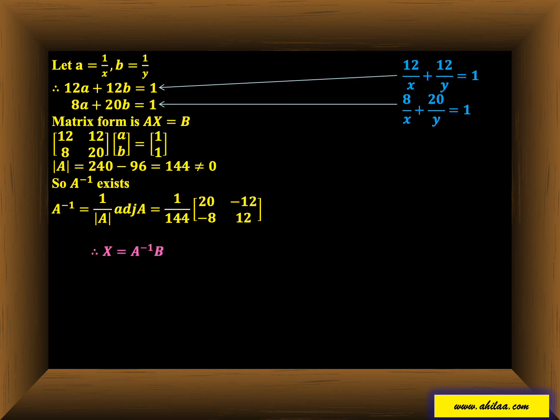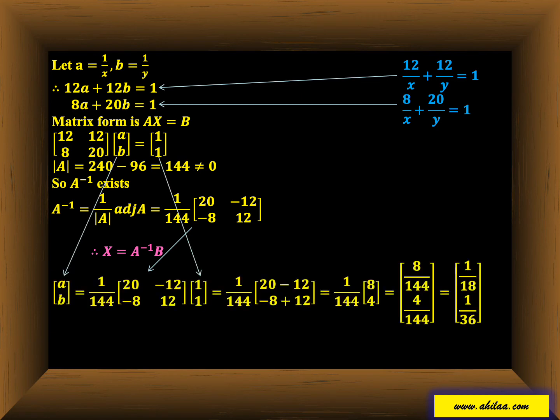Now substitute in the formula capital X equal to A inverse B. So what is X here? Small a, b. And A inverse B, all the things you substitute, so that by normal matrix multiplication and simplification we are getting matrix ab equal to column matrix 1 by 18, 1 by 36. So what is a? a is 1 by 18. Now reciprocate to get the value of x. So reciprocal of 1 by 18 is 18. That is the value of x. So x equal to 18.